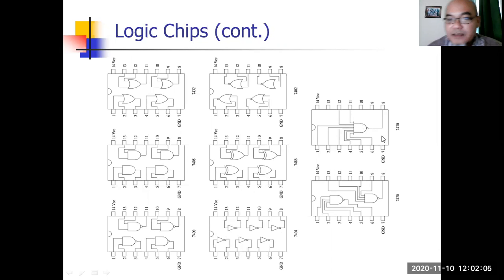For example, like this one, the IC 7430. This is a NAND gate, having how many inputs? 1, 2, 3, 4, 5, 6, 7, 8 inputs. Then here we have 2 NAND gates at 7420. Each NAND gate has 4 inputs. So these are some examples of logic chips.